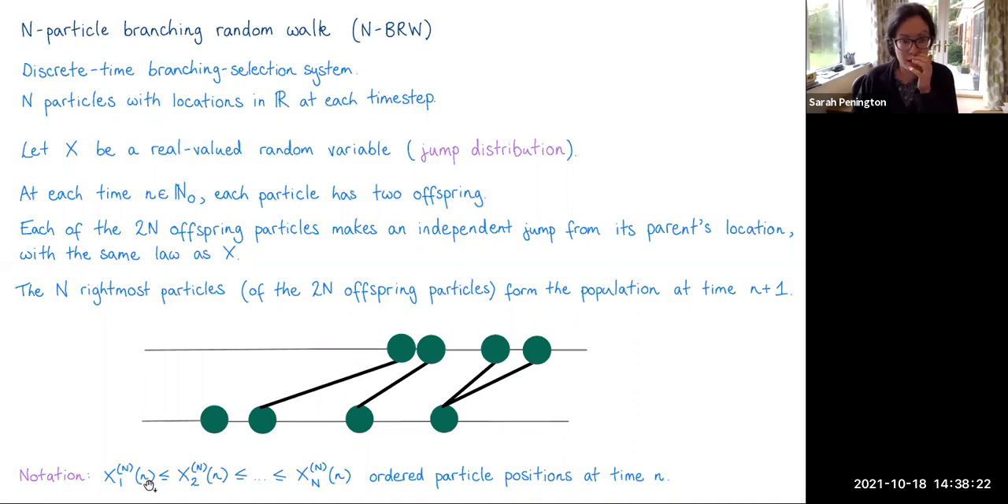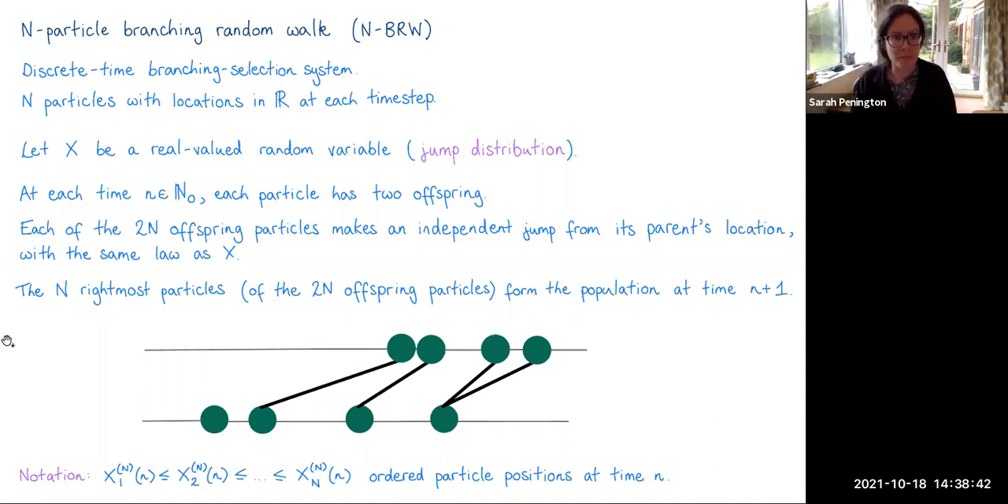x_1^N(n) will be the position of the leftmost particle, and x_N^N(n) is the position of the rightmost particle. So we're going to be thinking of capital N as being very large. What you should have in mind is a large cloud of particles that's gradually moving to the right along the real line.